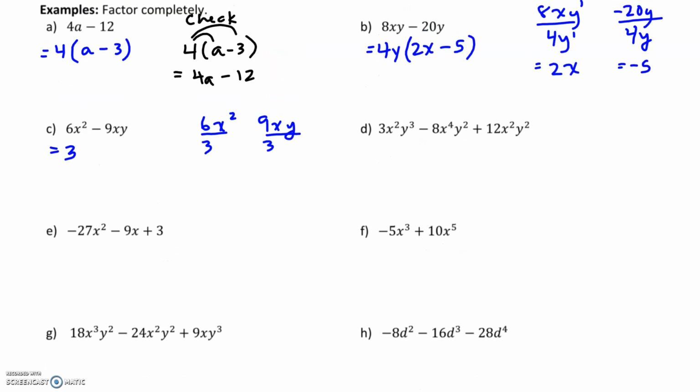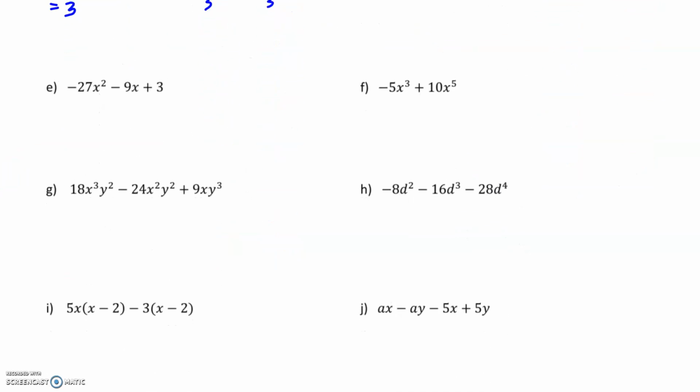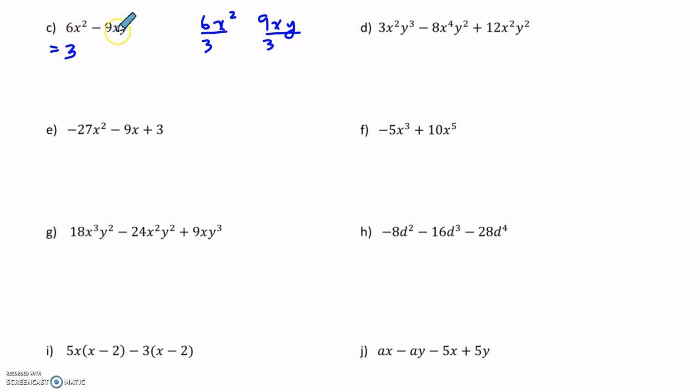And that's the hint we saw in the box up here. For variables, choose the lowest degree or the lowest exponent. So between x squared and x, the lowest would be x. So that is my common factor. And I don't have a y in my first term, so I cannot include that as my common factor. So 3x sits out front, and then in our heads we're thinking 6x squared divided by 3x. If you need to write it down, you can. 6x squared divided by 3x.